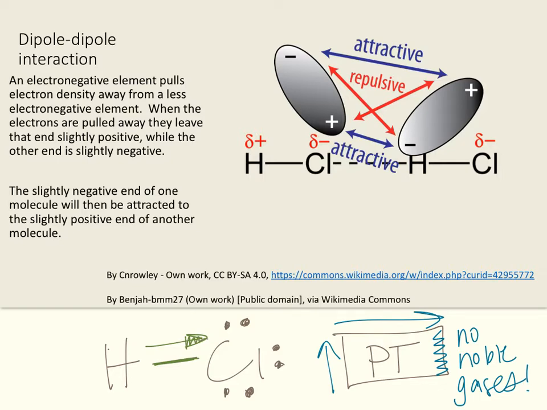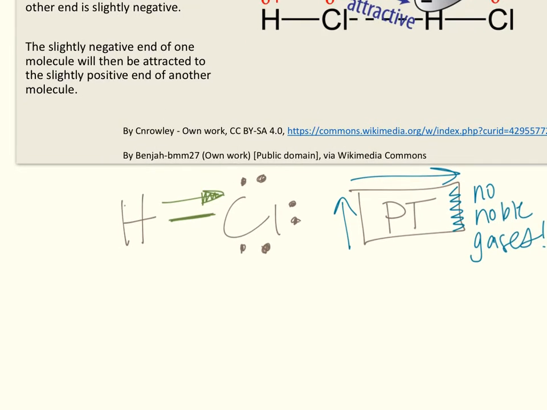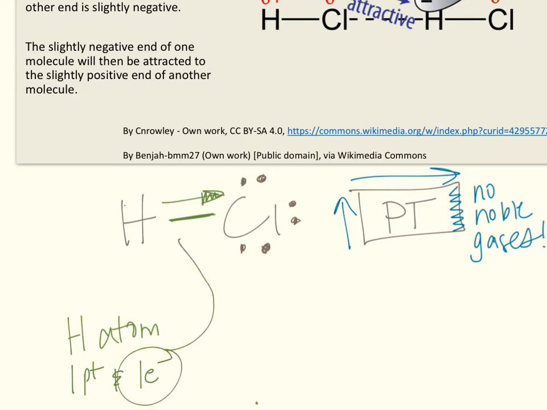And so remember that a hydrogen atom only has 1 proton and 1 electron. That 1 electron is in this bond. If chlorine is pulling it away, then you really just have this bald proton out here that becomes very positive. And chlorine, because it has a full valence shell, remember it should only have 7 valence electrons, is pulling these electrons towards itself, so it's going to have a strong negative charge.